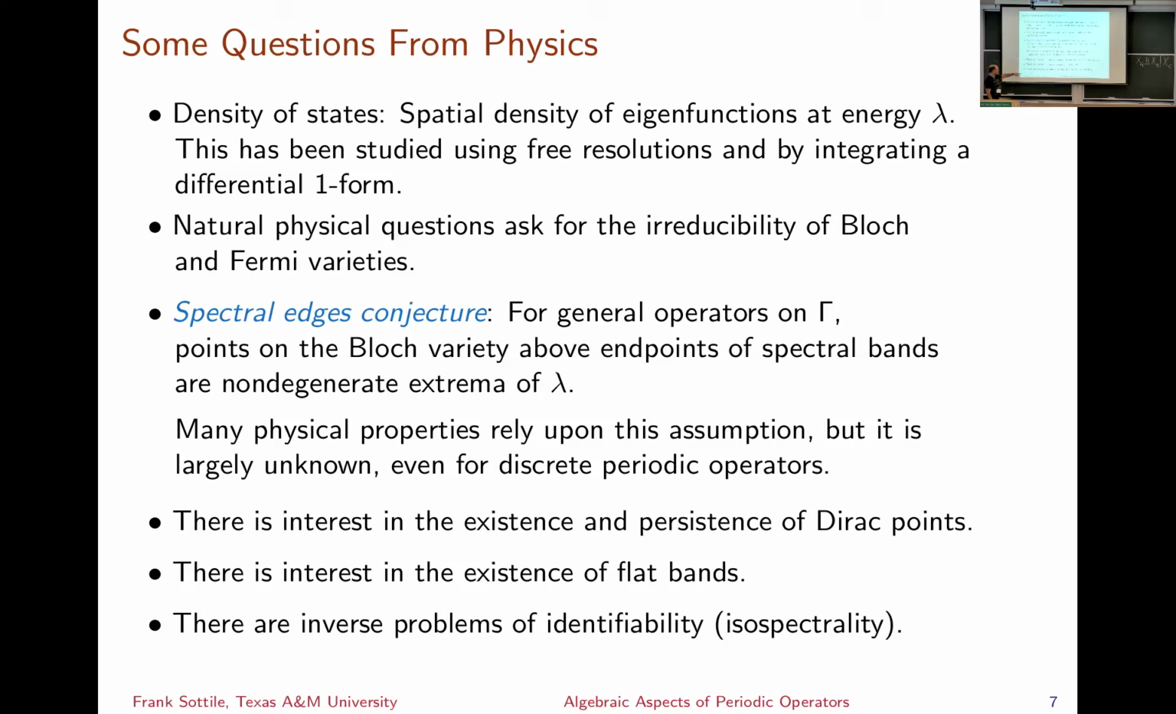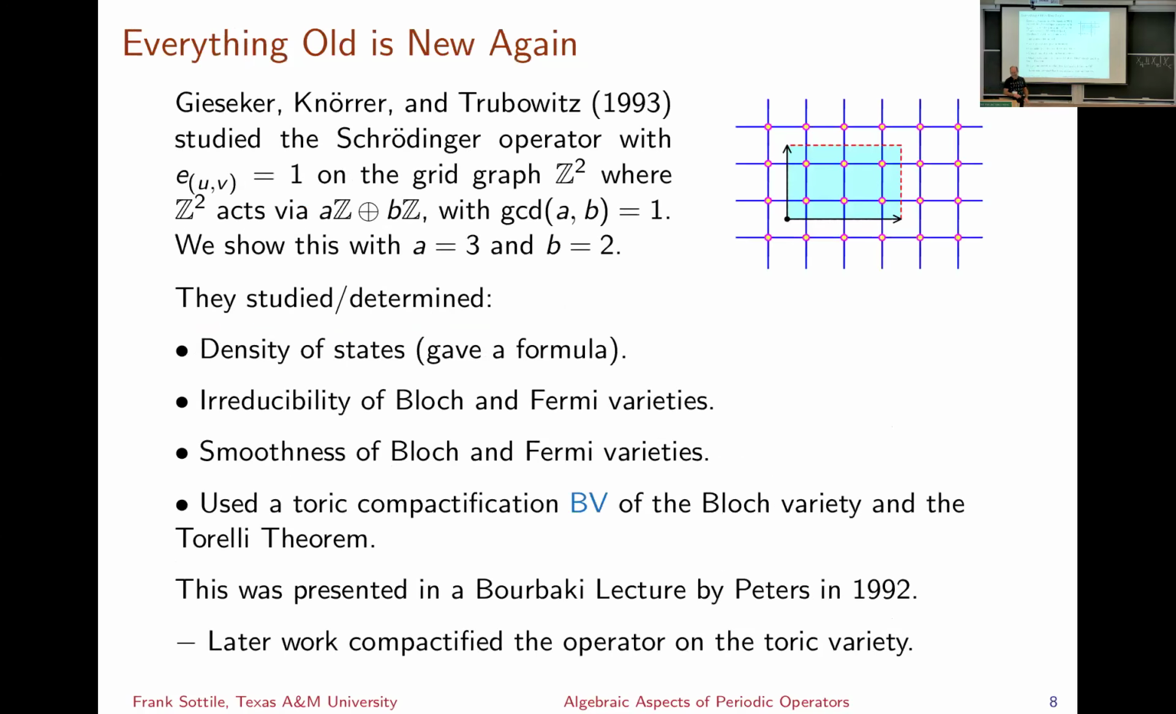And there are inverse problems of identifiability, which are called isospectrality in the literature. You have these parameters, and you get Bloch varieties. You can ask, how do your parameters obviously determine the Bloch variety, but how does the Bloch variety determine the parameters? There are some questions about that, which Matt will be thinking about or telling people about.